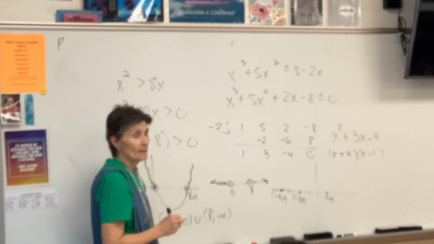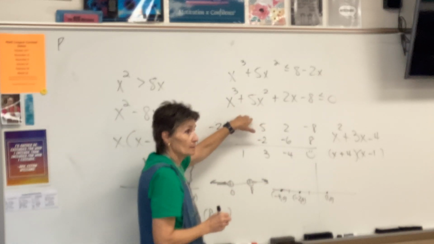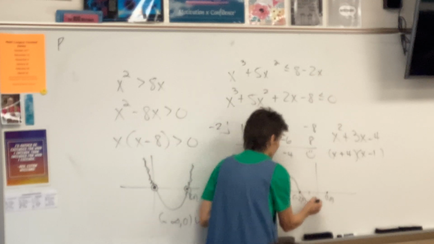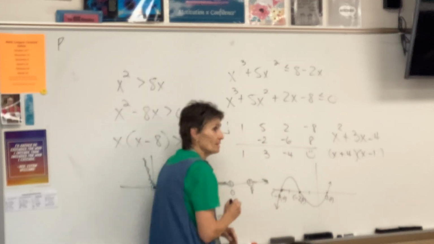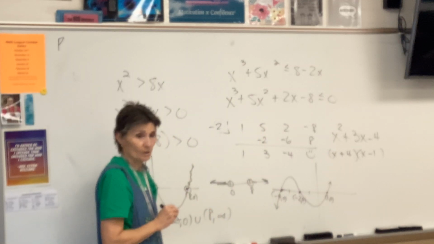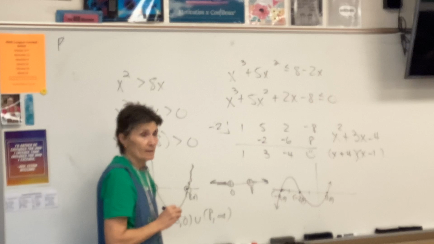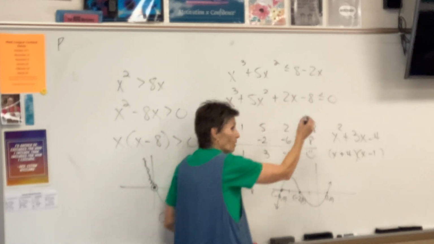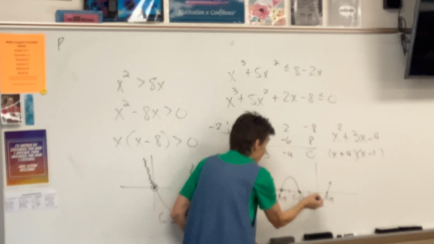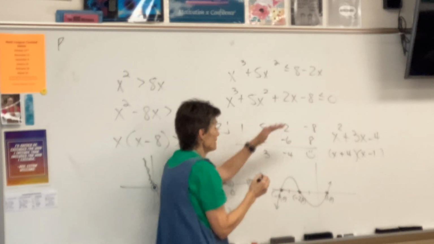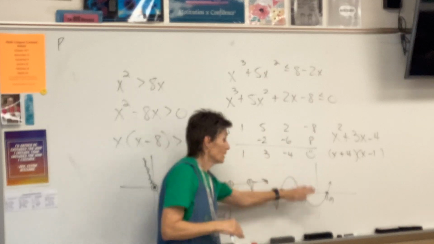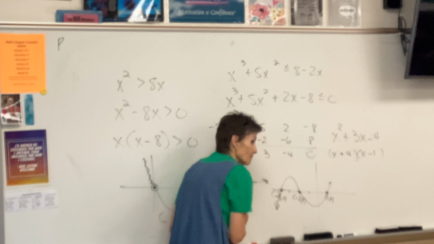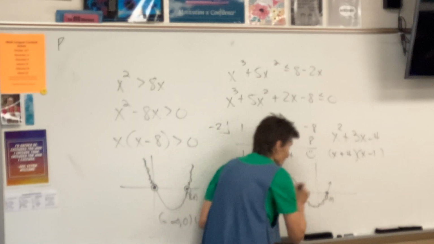You with me? This is a cube. Cubes start down here. Do you remember that? That shape right there? Does that look okay? And this time, I want to be less than or equal to 0, which means these are closed dots. And less than means I'm under the x-axis. So that would be this part right here, and this part right here.